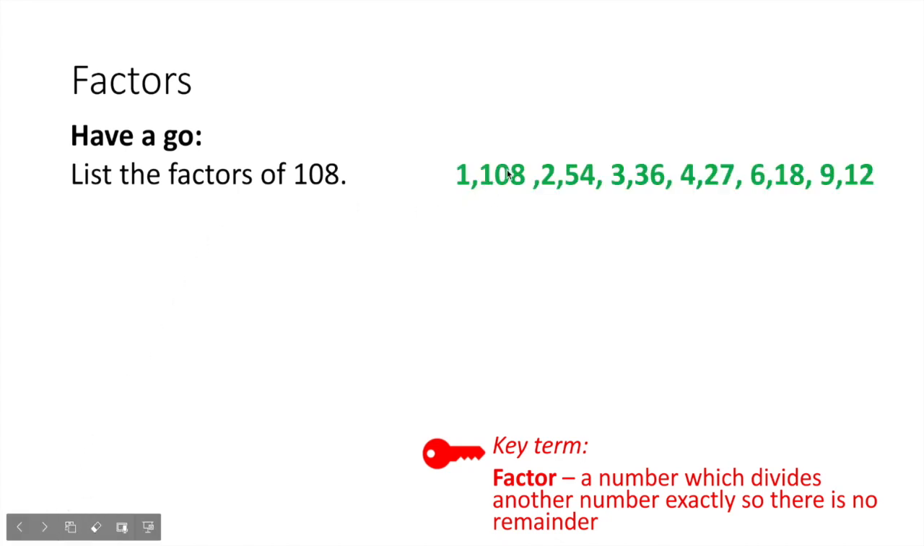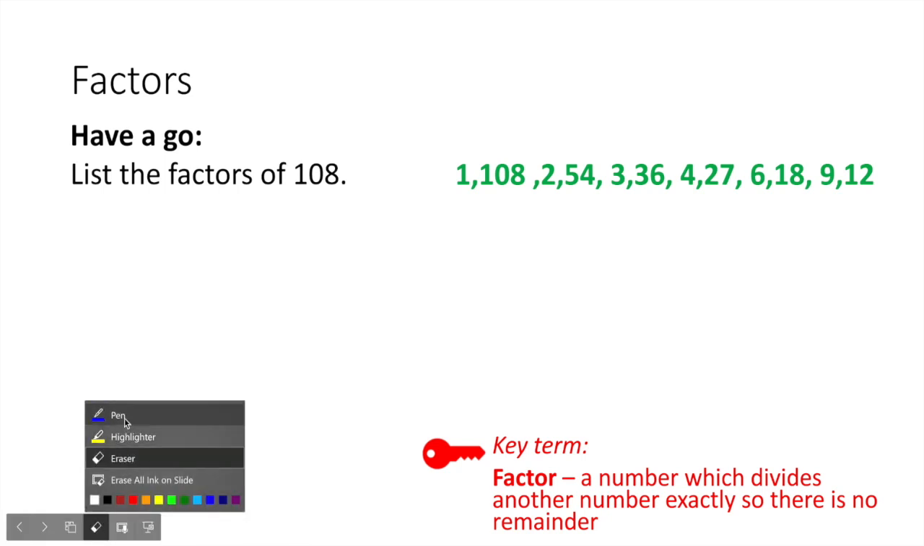Alright, so 1 and 108, 2 and 54, you can see they're coming in pairs again. 3 and 36, 4 and 27. Remember, we're increasing each time. And then 6 and 18. We missed out 5 because 5 was not a factor. 9 and 12.